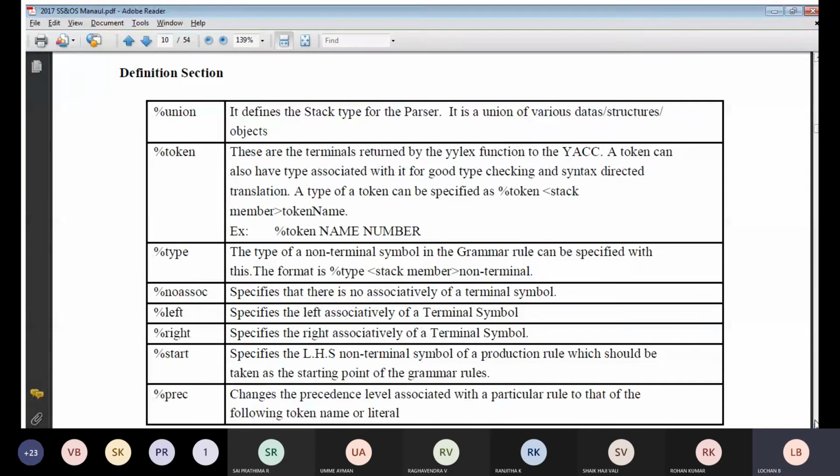Token. Token is nothing but what we will be doing in this particular case: we will be doing type checking and syntax directed translation. So we are going to check a condition, whether it is matching or not. For example, if I take the characters A, B, C, we will check whether the characters have matched A, B, C or not. That means you can't take numerals instead of characters.